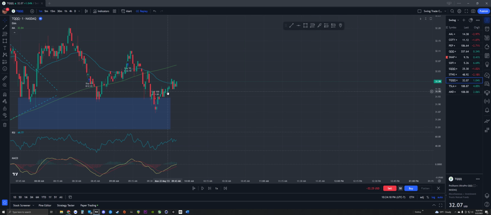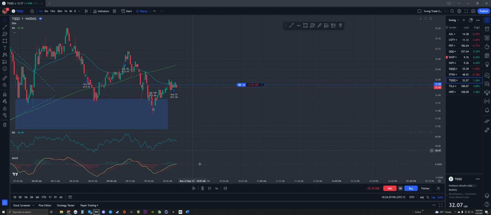Alright, so we're getting rejected out here. I'm going to go ahead and take this trade. This is a very risky trade, so I'm just going to go small, but let's see if we can't make some of this money back. Stop is right below this low here.